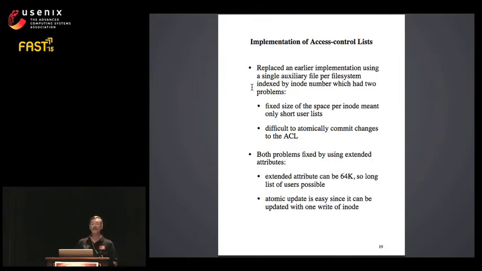So the implementation of this, we'd had them earlier, but it was sort of this auxiliary file that was associated with the file system. And so when you'd sync the file, you wouldn't be syncing that. And so they could get inconsistent. And it was sort of fixed size structures. So you could have a maximum of, I forget what it was, 10 users or groups or something, but not arbitrary size. And so by moving them out of that implementation, re-implementing them as part of the extended attributes, since the extended attributes can be 64 kilobytes in size, you can have a very long list of users and groups, and you get the atomic update of that.